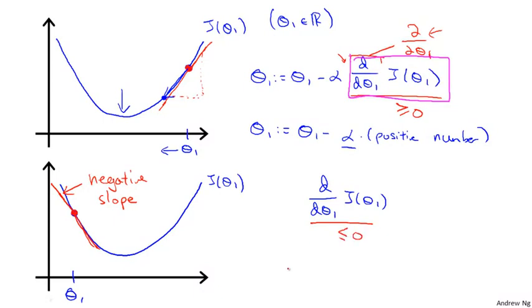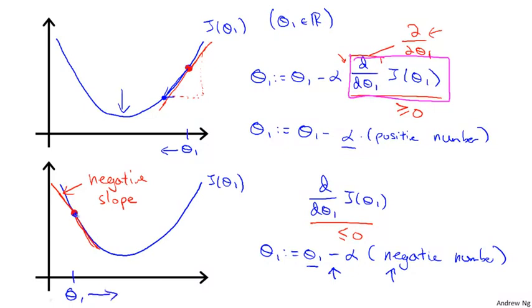So when I update theta, I'm going to have theta gets updated as theta minus alpha times a negative number. And so I have theta 1 minus a negative number, which means I'm actually going to increase theta, because this is minus of a negative number. It means I'm adding something to theta. And so I'm going to start here and increase theta, which again seems like the thing I wanted to do to get me closer to the minimum. So this hopefully explains the intuition behind what the derivative term is doing.